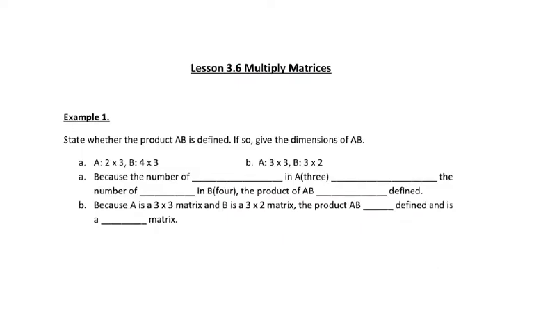Okay, example number 1 says to state whether the product of matrix A times matrix B is defined. Meaning that in some cases you are not able to multiply two matrices together. Let me show you an example. We're looking at this first example, which is a 2 by 3. So let me just draw that up here and show you what that's going to look like. And again, I'm just going to make up some numbers. There's our first example of a 2 by 3. This has 2 rows by 3 columns.